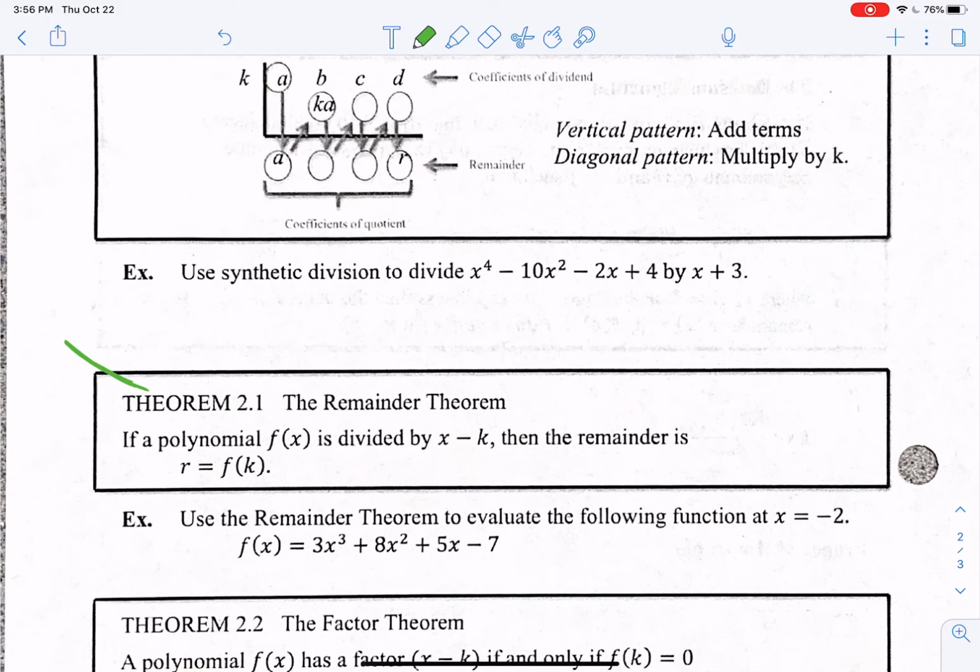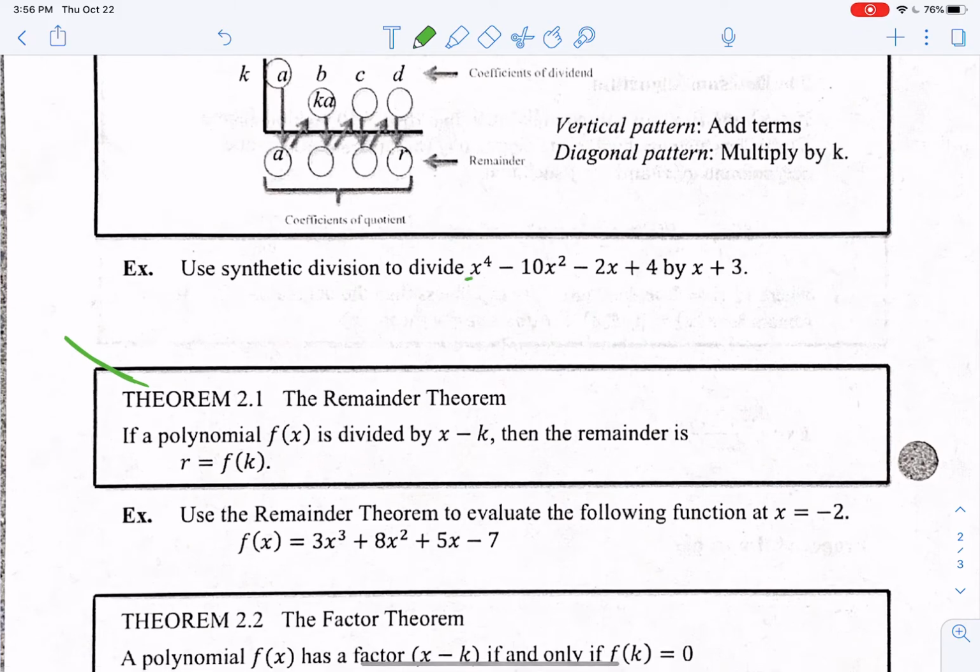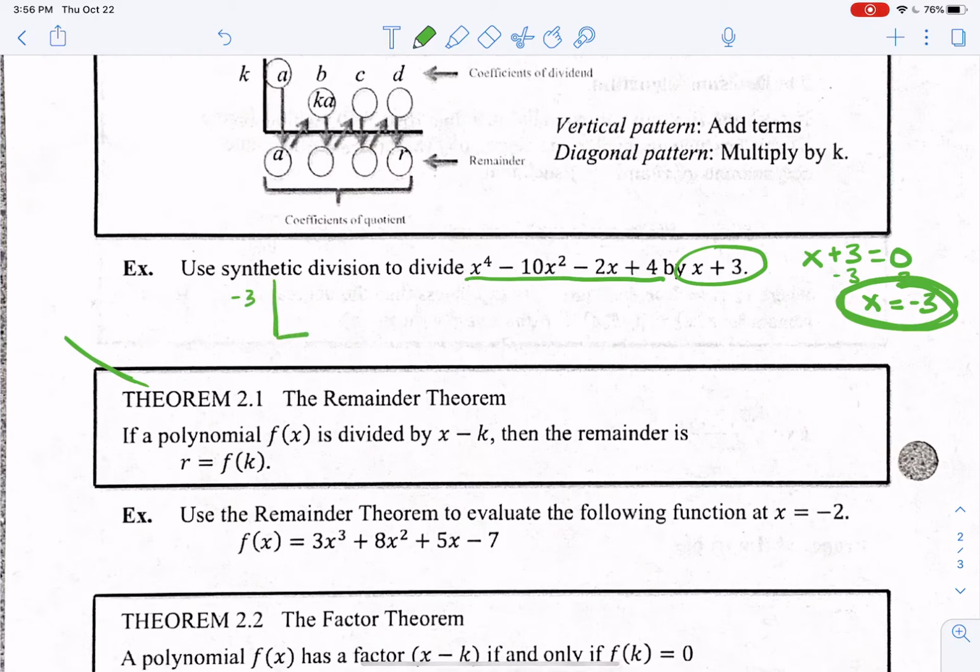So for synthetic division, we have x to the fourth minus 10x squared minus 2x plus 4, and we are dividing by x plus 3. The first thing you want to do for synthetic division is take x plus 3 and set it equal to 0. If I set that equal to 0 and solve for x, x is equal to negative 3. Negative 3 is what's going to go on the outside of my synthetic division.